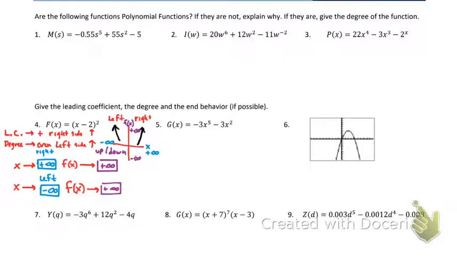Okay guys, let's try number 5 and then we'll also do number 8. So number 5, we always start with the leading coefficient. My leading coefficient is -3.